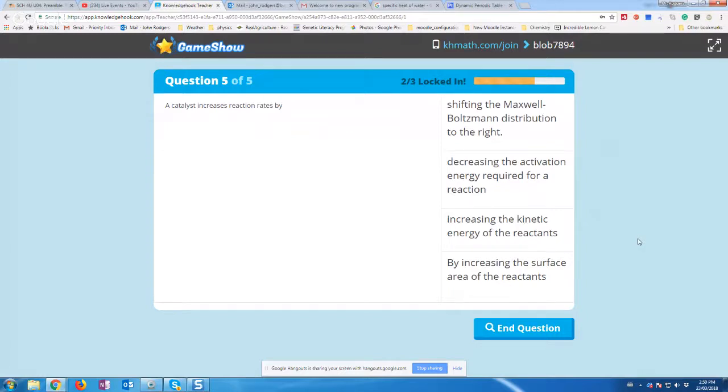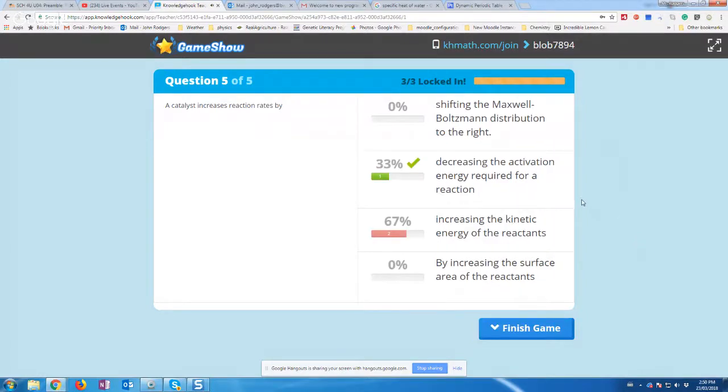2 out of 3 locked in. There we go. Decreases the activation energy required for a reaction. So that's the function of a catalyst. When you decrease the activation energy required, you are going to have a lot more particles that are able to react in any mixture. How do you increase the kinetic energy of the reactants? What do you need to do? Increase the temperature. That's right. Increase the temperature, they bump into each other a lot more. A lot more of them will have the activation energy, okay? So a catalyst cheats the system.